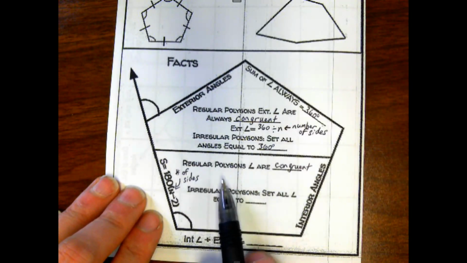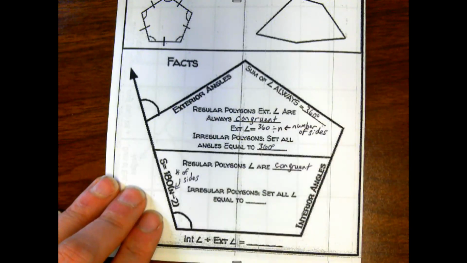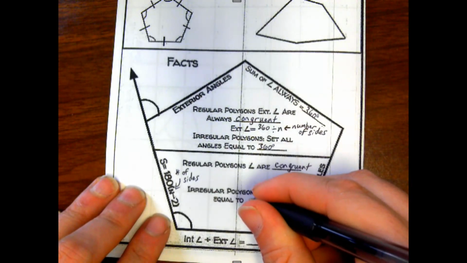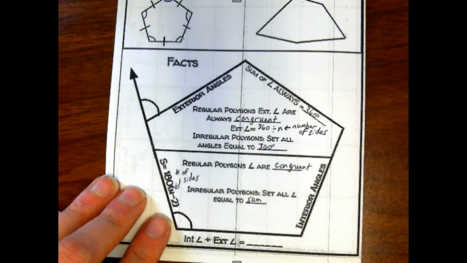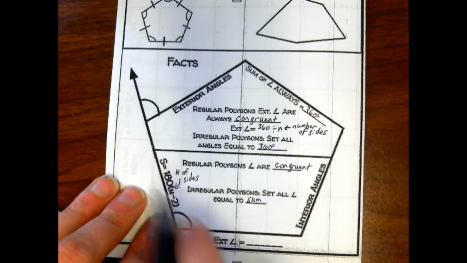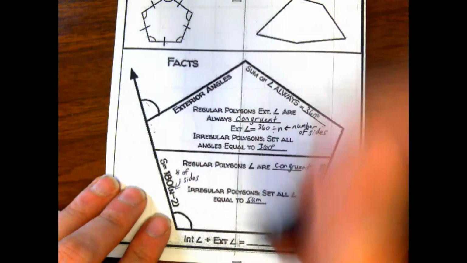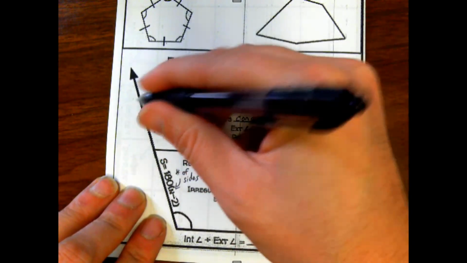So to find how much each one is, I would do 540 degrees total. These are all congruent because it's regular, so 540 divided by 5 angles. For an irregular polygon, I would set the sum of all the angles equal to the sum according to the formula over here. So they wouldn't all be the same, but they would still all add up to the same number, which would be 540 for a pentagon. And any pair of interior and exterior angles will add up to 180 degrees because they form a straight line.